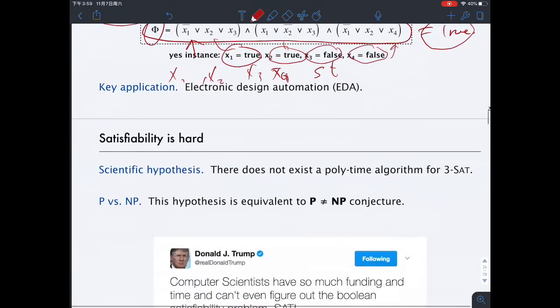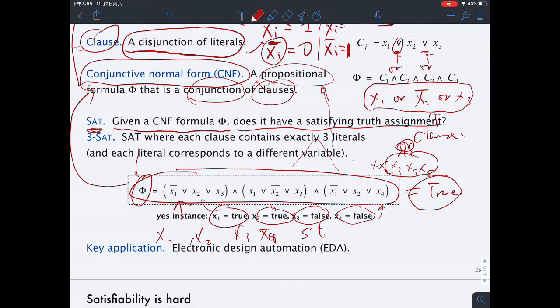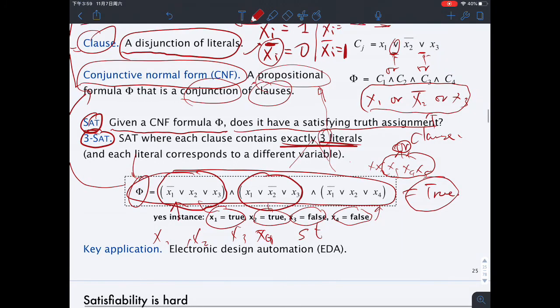After we introduce SAT, there's also a notion of the 3-SAT problem. 3-SAT literally just means that it's a SAT problem, but we also restrict each clause to contain exactly three literals. If the problem is expressed in the 3-SAT way, then we say that this problem is normalized. The reason we choose 3-SAT is that there's a magic number 3 here.